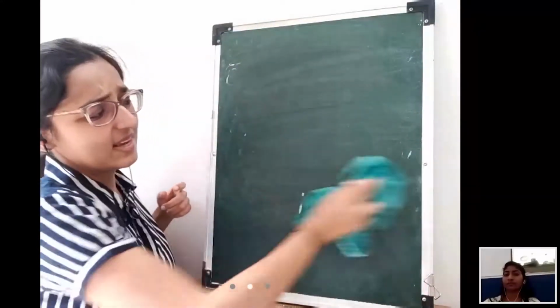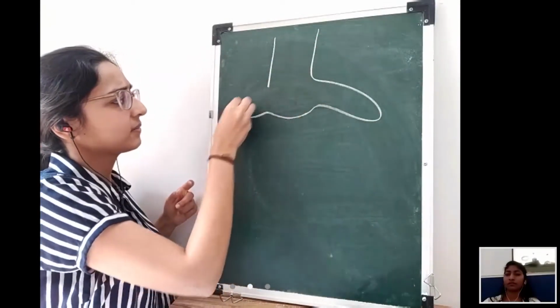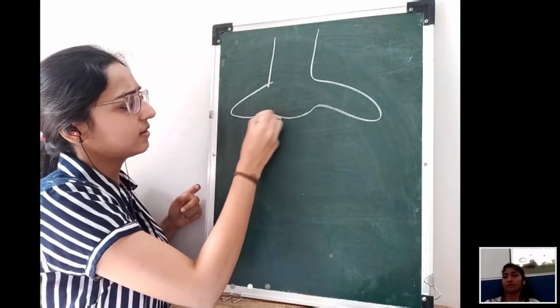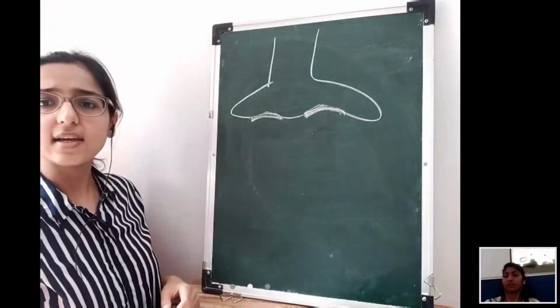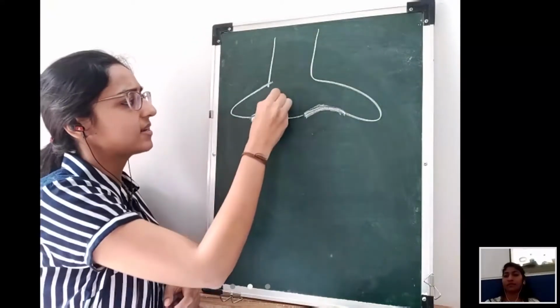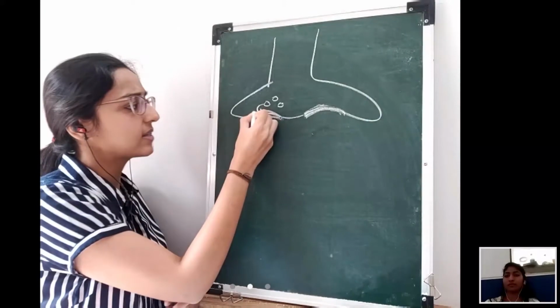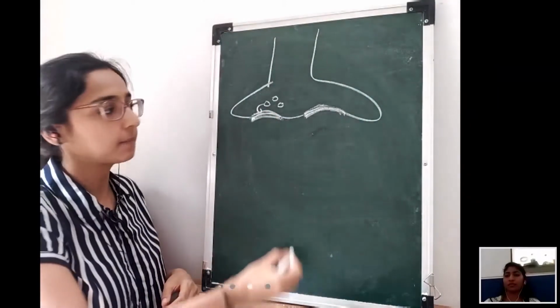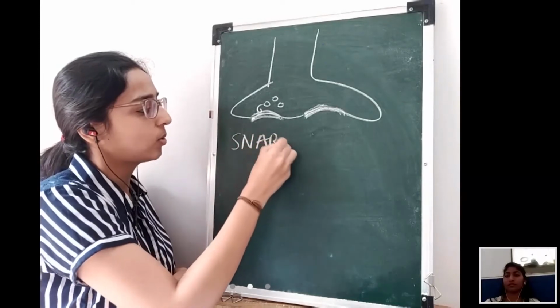Now these vesicles, if this is the nerve membrane, and suppose this is the release site, the vesicle is over here. It has to come and bind to the release site. This binding is facilitated by something known as the SNARE protein.